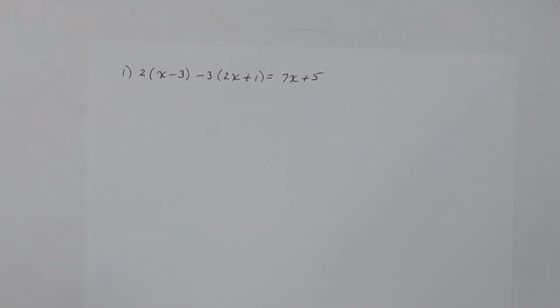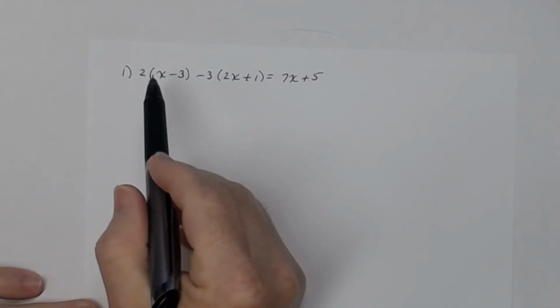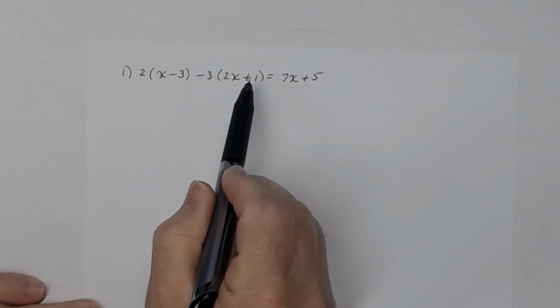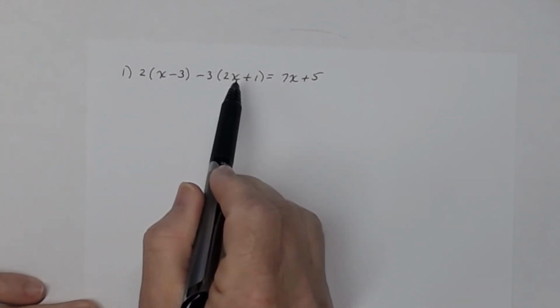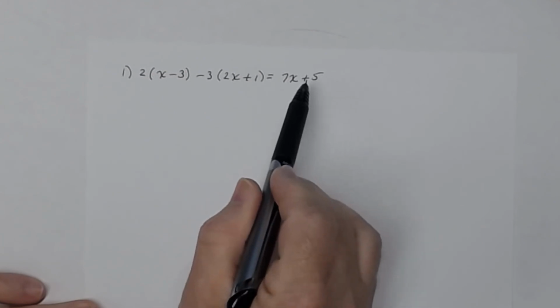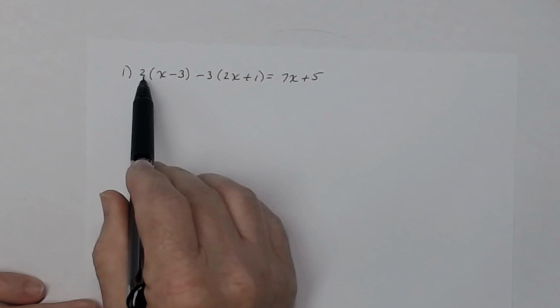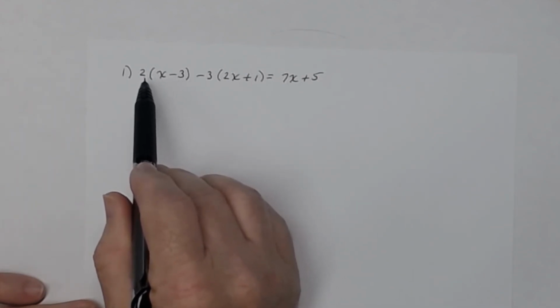Okay, so in problem number one, you want to solve this linear equation. And notice that this linear equation has sets of parentheses. In fact, it has two sets of parentheses, one here on the left-hand side. There aren't any on the right-hand side of the equation. To get rid of the parentheses, remember we have to do that first, we're going to use the distributive property.